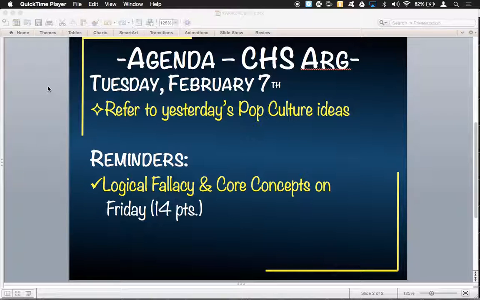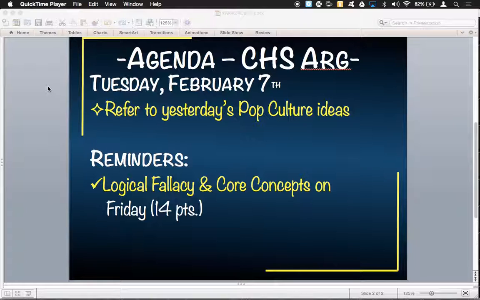Core concepts being those four things that we were looking at at the beginning of the year as far as convincing the judges and knowing the argument. So for your quiz on Friday, it's going to be matching where you'll have 10 of the logical fallacies, and then you have to be able to write what those four core concepts are for winning a debate. You would just simply write that one out.